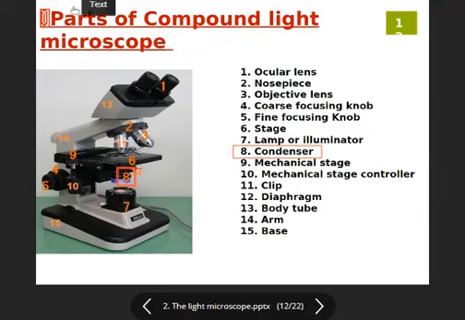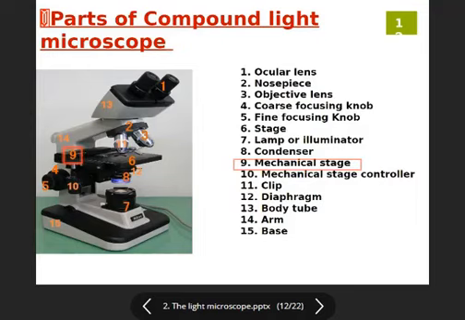So I think you have understood. Now number 9. This is number 9. Can you see number 9? It is the mechanical stage. So it is present upon the stage.